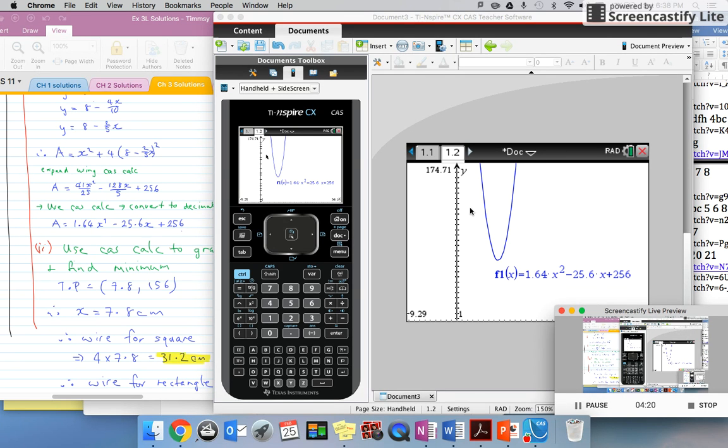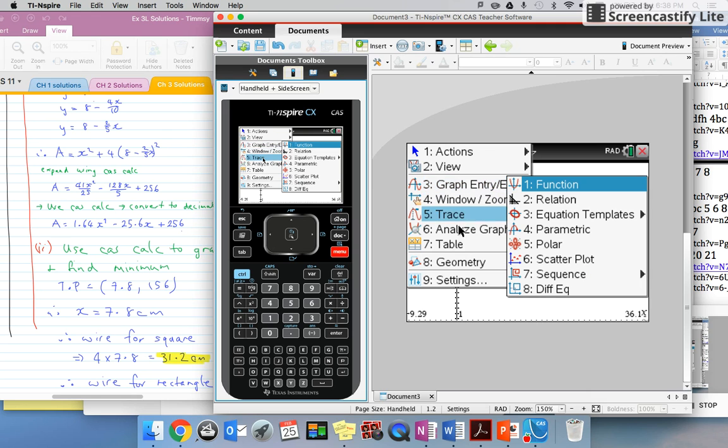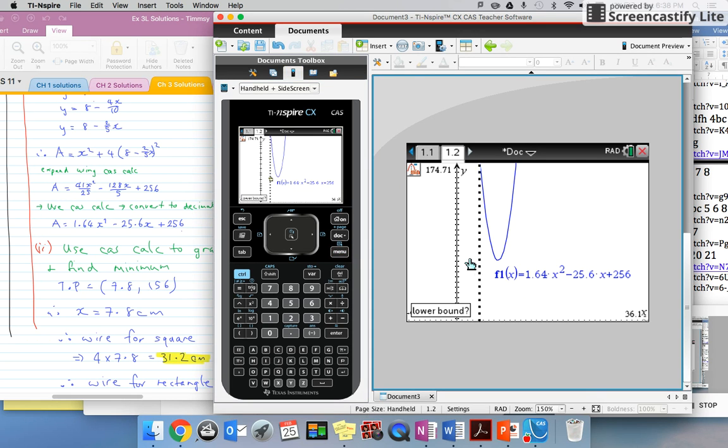Okay, so now I've found my graph up here. I want to find this point here. So how do I do that? Once again, go to menu. I'm in my graph. I'm going to analyze graph. And see how it says maximum and minimum? If I go minimum, now if I highlight that side and drag it over to there, look at that. Just lift that up so you can see it. I get my minimum value. So I know my minimum value is 7.8 and 156.